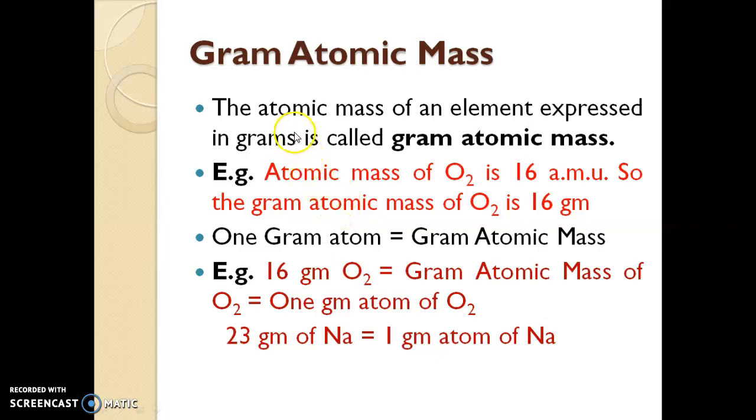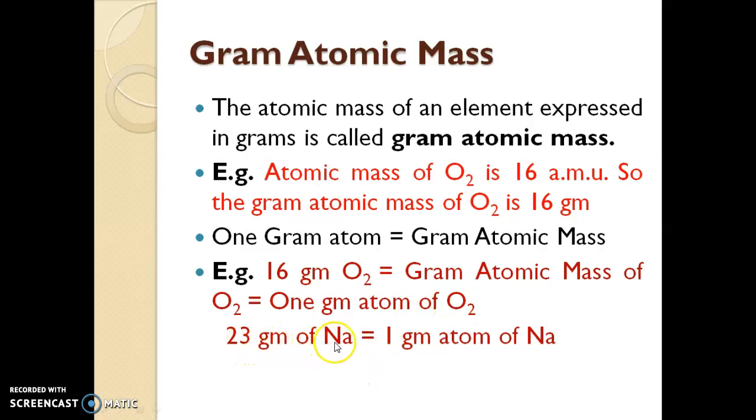Then you have gram atomic mass. Atomic mass, you know, when expressed in grams is called gram atomic mass. Now atomic mass of oxygen: I have shown O2 as a symbol over here for oxygen. It's not O2 as a molecule. So atomic mass of oxygen is 16 AMU. So gram atomic mass of oxygen will be 16 gram. So 1 gram atom is equal to gram atomic mass. So 16 gram of oxygen is equal to gram atomic mass of oxygen, that is 1 gram atom of oxygen. Now here this O2 is taken for oxygen atom, not for oxygen molecule.